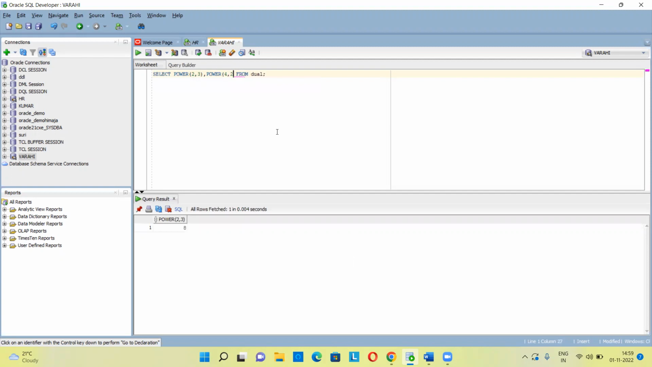Power of 4 to the power of 2, or 4 square. Nothing but you have to do 4 into 4, 2 times. 16. 16, that's it. Understood, right? What is this? This is also simple mathematical.